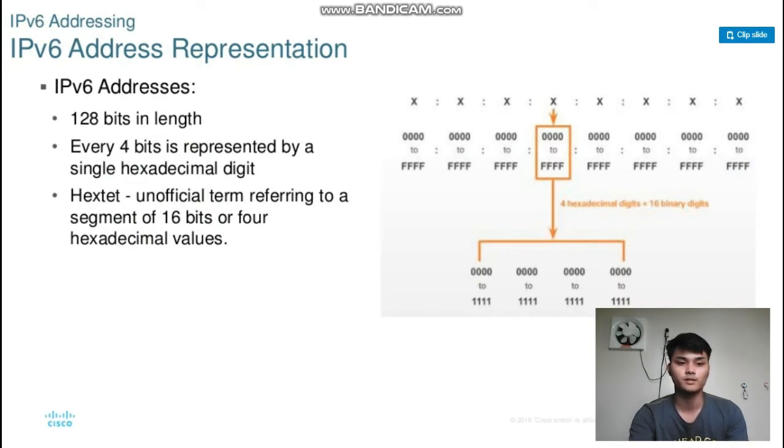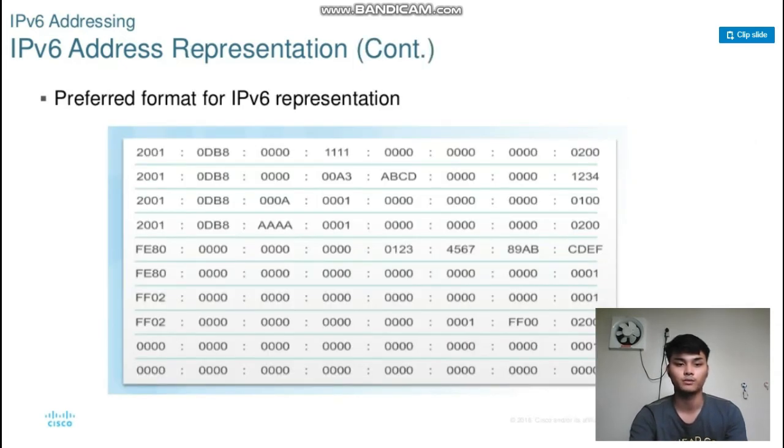So IPv6 addresses are 128 bits in length, and every 4 bits is represented by a single hexadecimal digit. A hextet is the unofficial term referring to a segment of 16 bits, or 4 hexadecimal values. So here's the representation of IPv6.